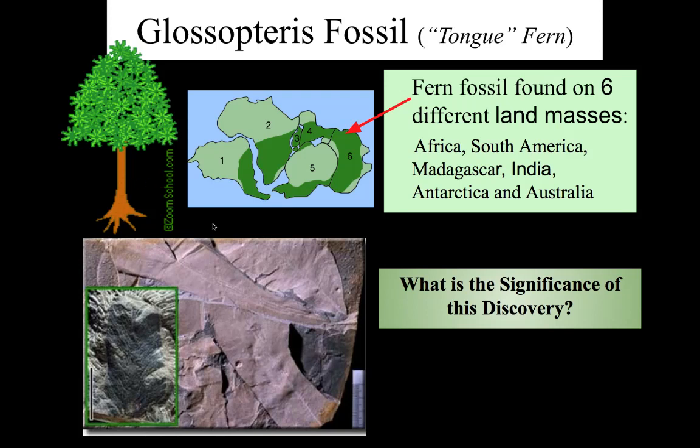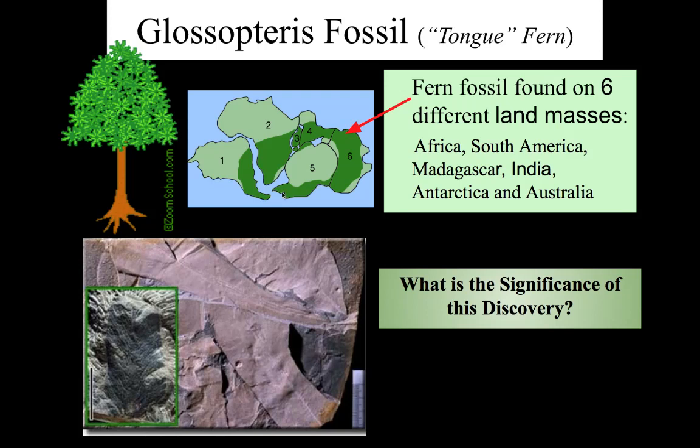And it gets its name, if you look at the fossil remains here in the lower left-hand corner of the screen, because the leaves of the fern were almost tongue-shaped, so that's where it gets its name, Glossopteris. Now, Glossopteris fern fossils are found embedded in rock on 6 different land masses. They're found here in South America, in this dark green area here in Africa. This number 3 here that I'm pointing to, that's Madagascar, India, Australia, and Antarctica.